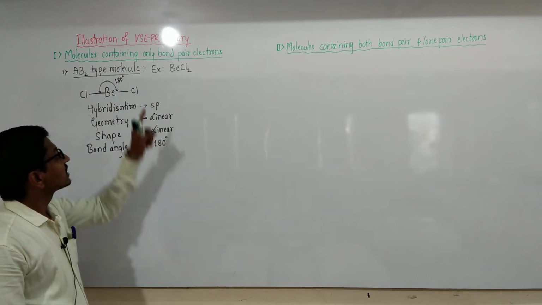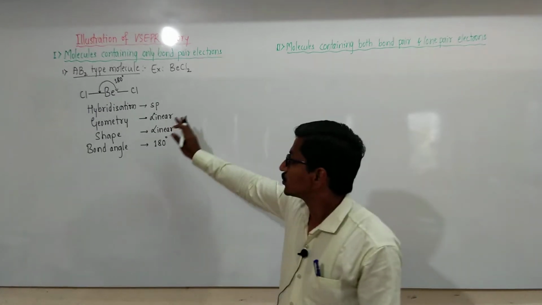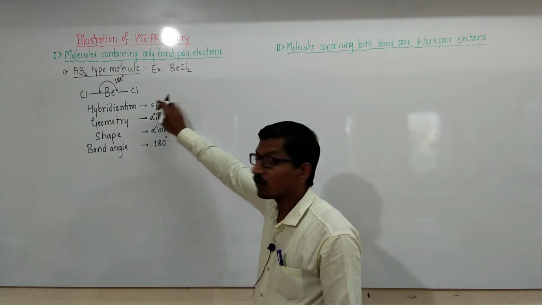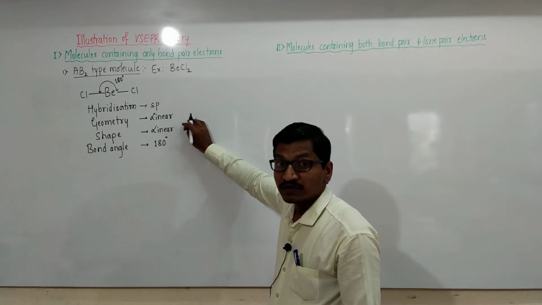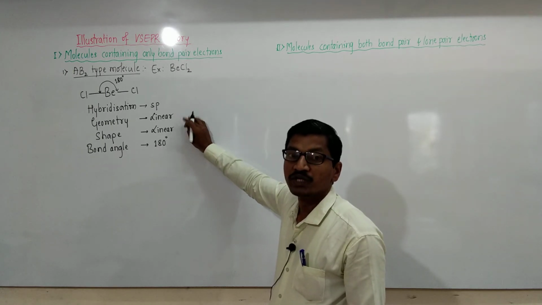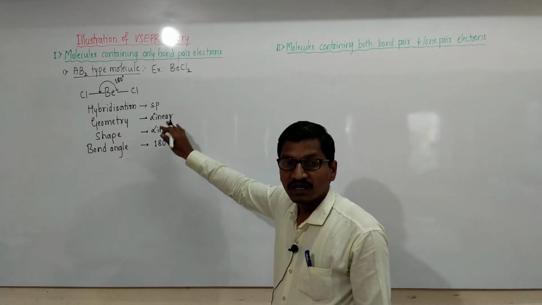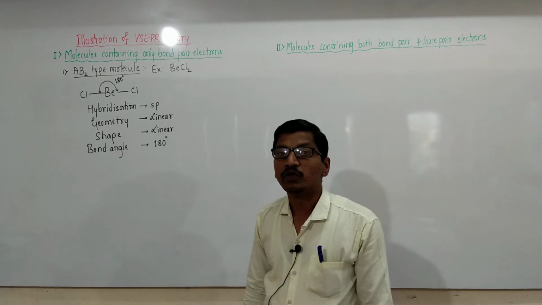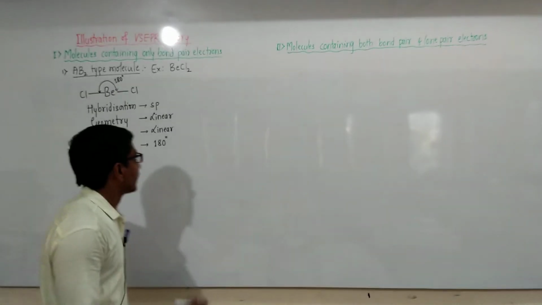This is the illustration of AB2 type, that is beryllium chloride, based on valence shell electron pair repulsion theory. It is an sp hybridized state of central beryllium and it is a linear geometry, and the shape is the same, because there are no lone pairs. Only bond pairs surround the central atom. The geometry as well as the shape of the molecule is similar, and the bond angle is 180 degree.